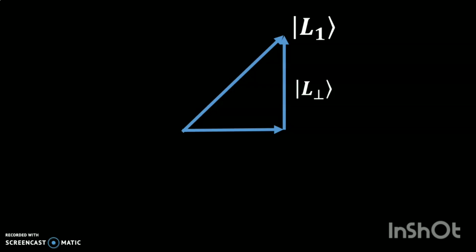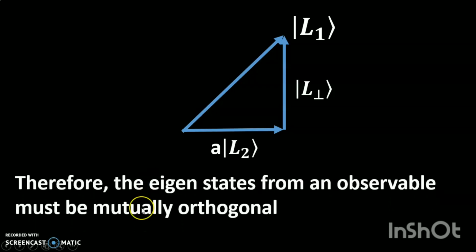Yet here we have that the L1 state contains a superposition of the L2 state, meaning there is a chance we could get L2 if we took a measurement. This does not make any sense and goes against how we define states. Therefore, the eigenstates of an observable must be mutually orthogonal.